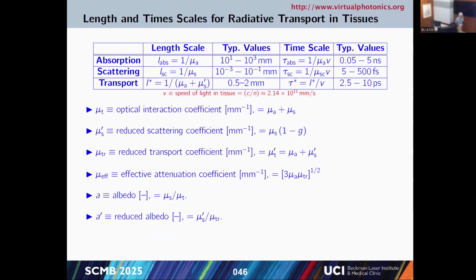Okay, and then this is pretty much the final slide. So I talked about spatial scales and time scales, and so this is very important. So we talked about what are the range of properties for mu A and the range of properties for mu S. And here I'm just limiting ourselves to the visible or the red to near infrared. So the typical values for absorption, I mentioned earlier, the reciprocal length scales are on the order of 10 to 1,000 millimeters, out to a meter. So that tells you that light has to propagate quite a bit before it gets attenuated.